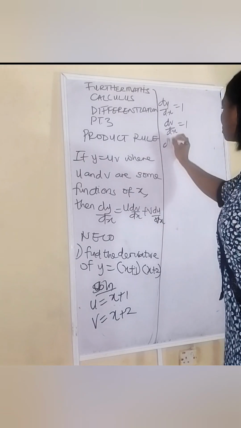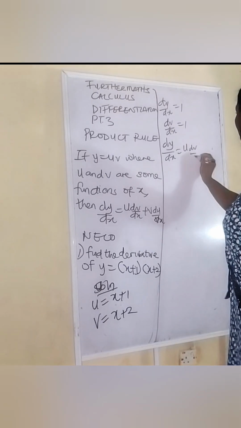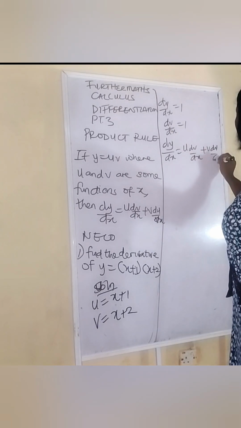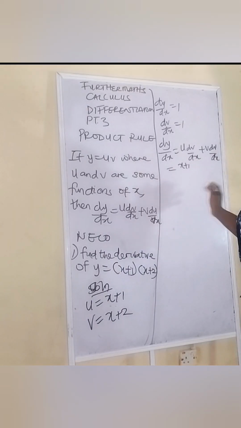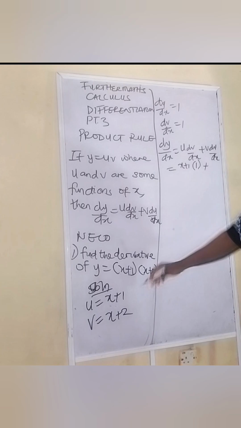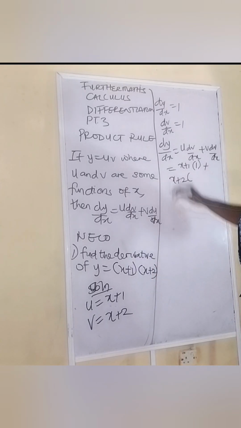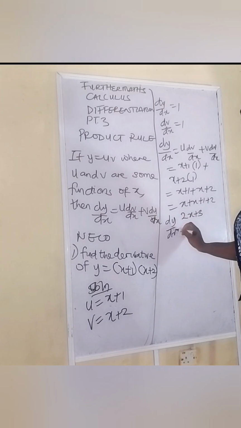So now let's input all this. We now have u dv/dx plus v du/dx. So now what is our u? x plus 1. It shouldn't be difficult for us to solve. Do you understand? Now what is our dv/dx? 1. Plus what is our v? Our v is x plus 2. And what is our du/dx? That is 1. Okay, so now we have x plus 1 plus x plus 2. So this will give us x plus x plus 1 plus 2, which is 2x plus 3. So this is our dy/dx. I will say that it's so simple.